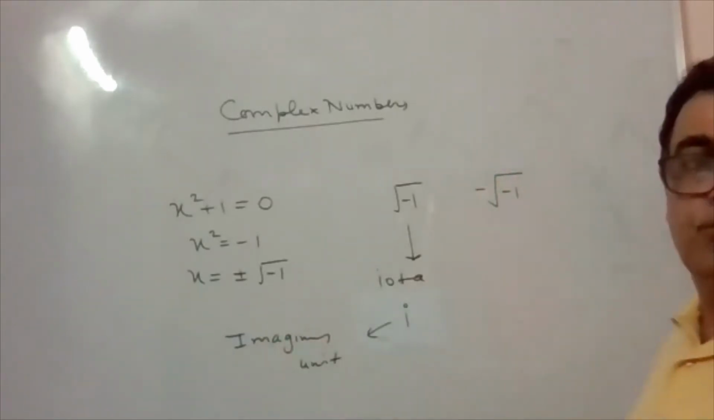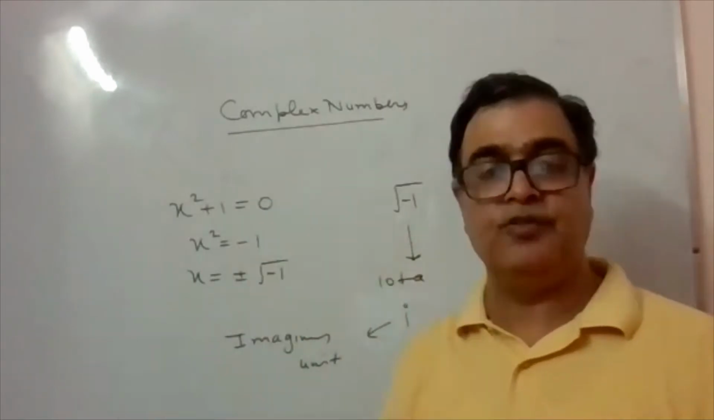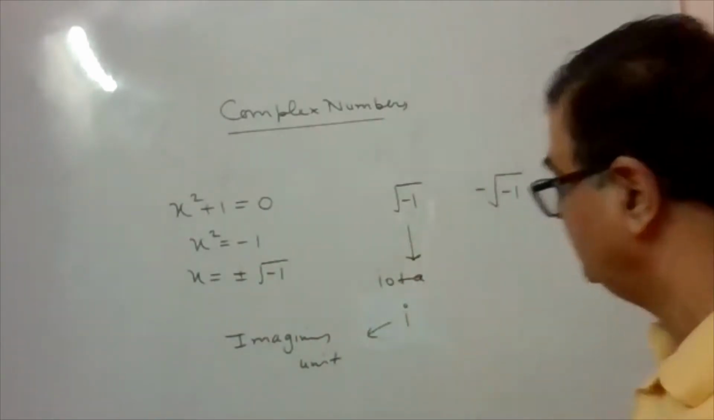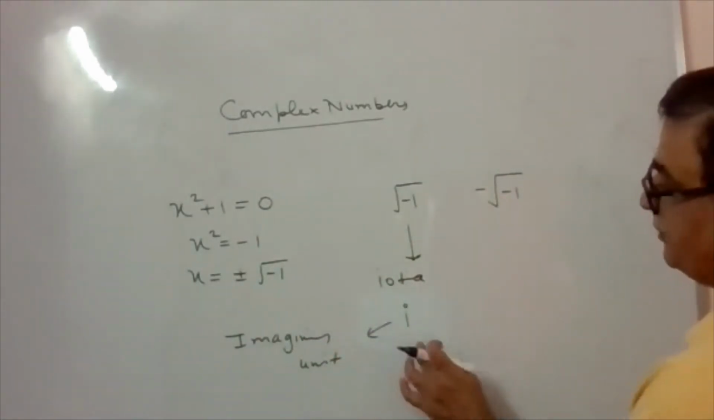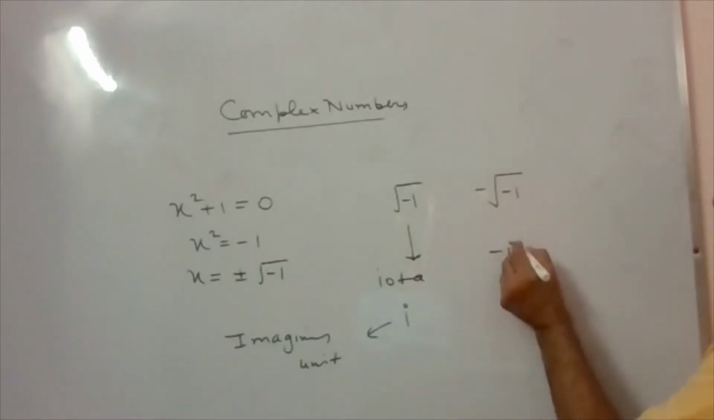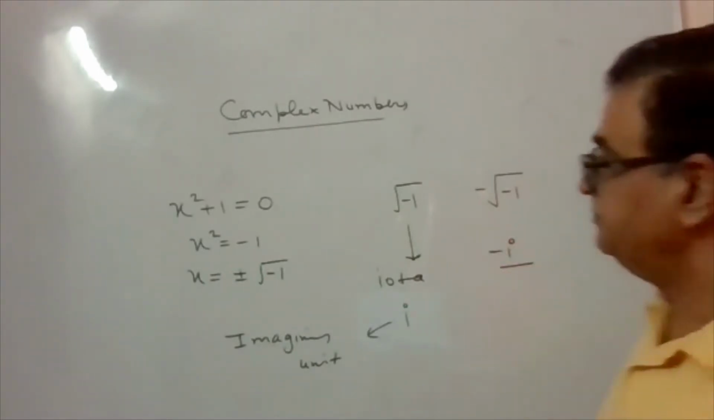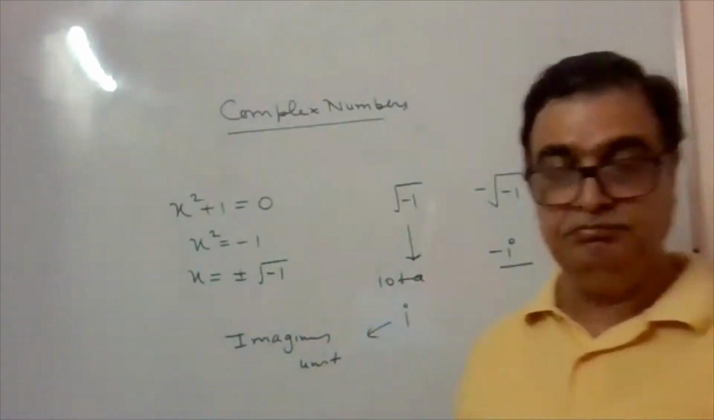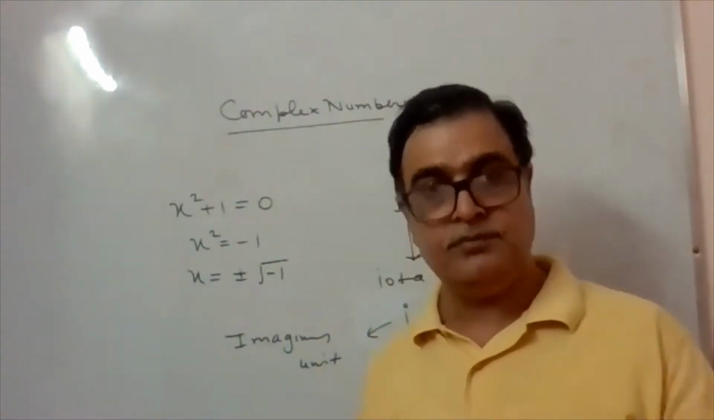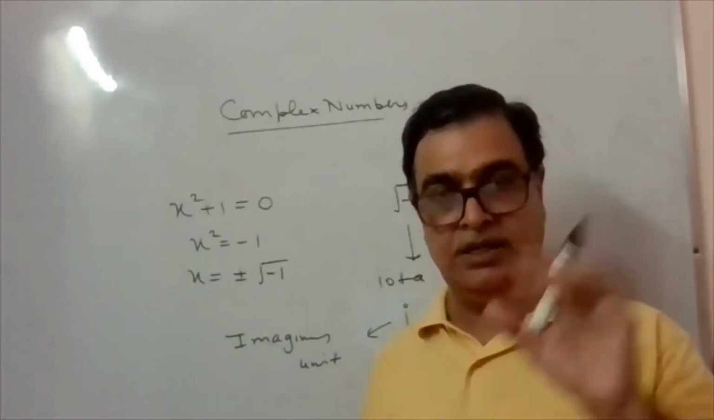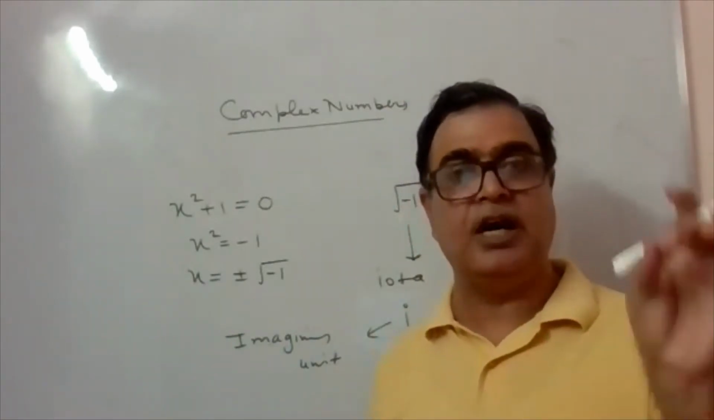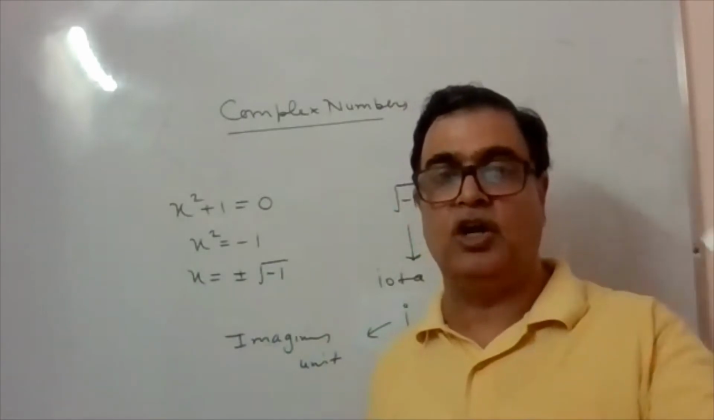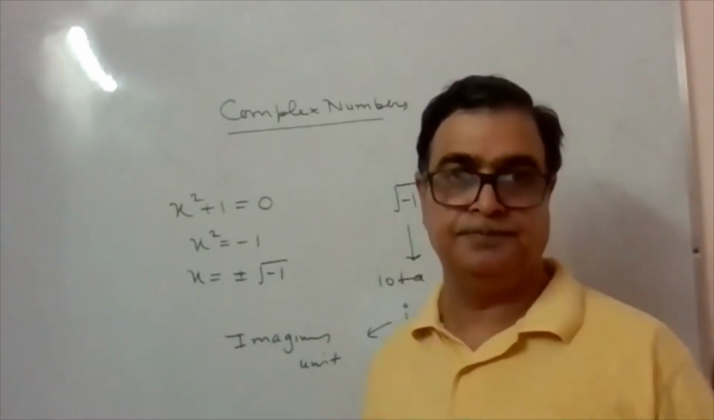Just like in real numbers you have 1 as the unit, here the imaginary unit is iota. So this imaginary unit is iota, and then the other one is clearly minus iota. So this is the number we have introduced now in our number system. One is the real number we have already done. Now we have introduced one more number called the imaginary unit iota.